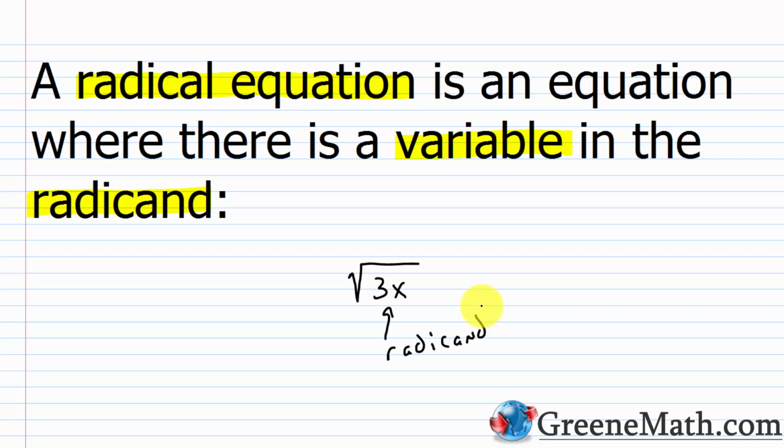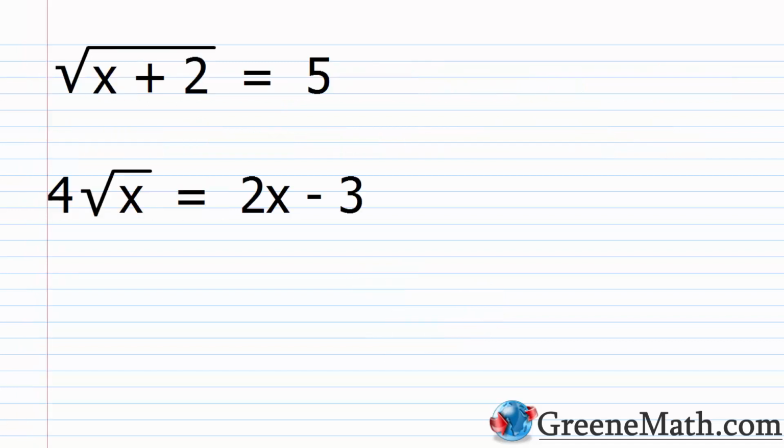So again, a radical equation is an equation where there is a variable in the radicand. As an example, we see something like the square root of x plus 2 equals 5. In your radicand, you have that variable x. As another example, we have 4 times the square root of x is equal to 2x minus 3. Here, the radicand just consists of x, but that's a variable, and so this is a radical equation.